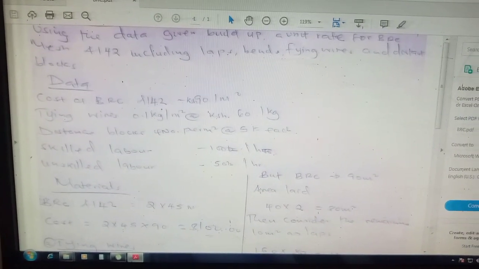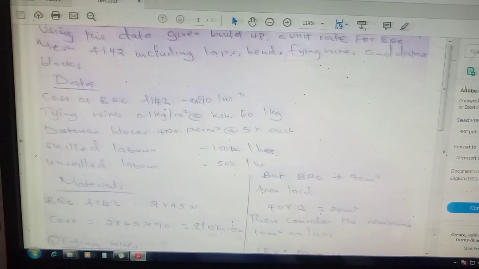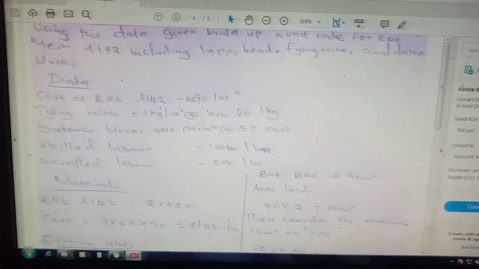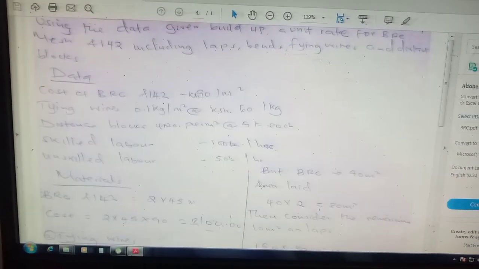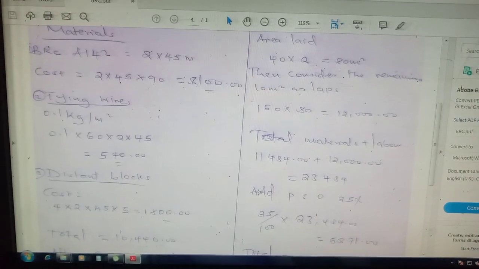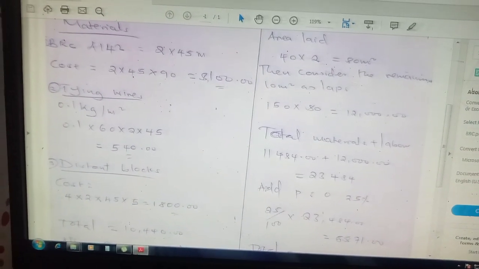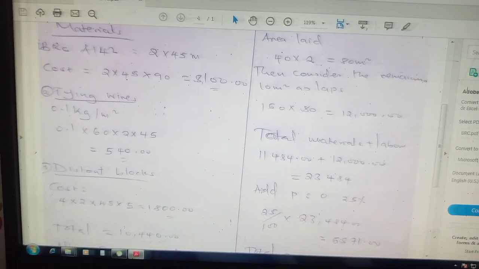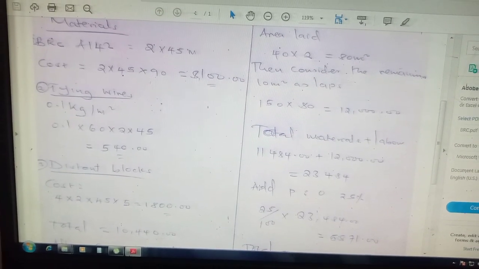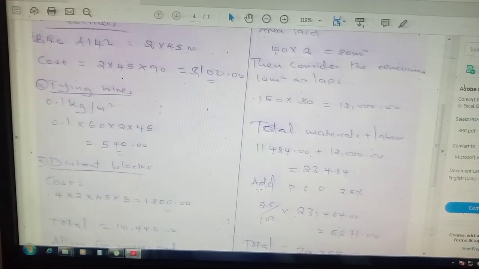Then you proceed to tying wires. Tying wires, we've been told that 0.1 kg per meter square, sold at 60 shillings. So 0.1 kgs will be used to tie 1 square meter of BRC. So when you want to cost for it, you just take that 0.1, then you multiply by that area, then you multiply it by the cost of the tying wires, which is 60 shillings. You'll get 540 shillings.